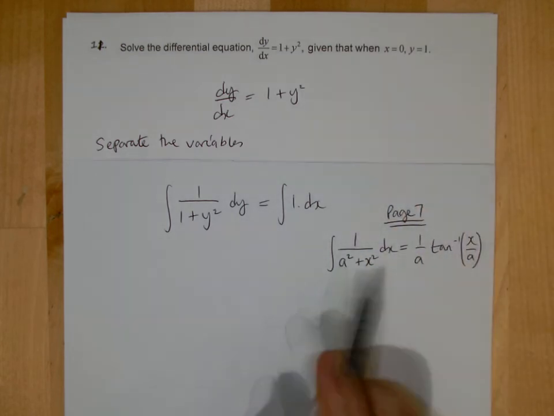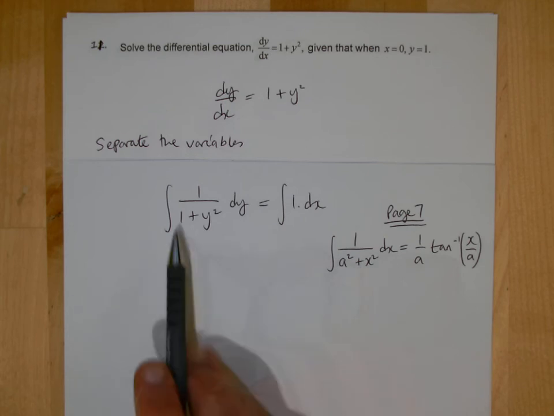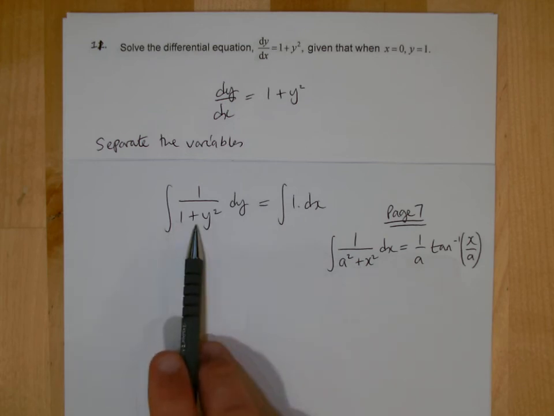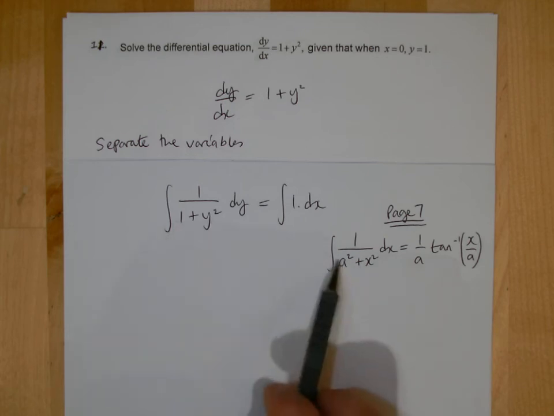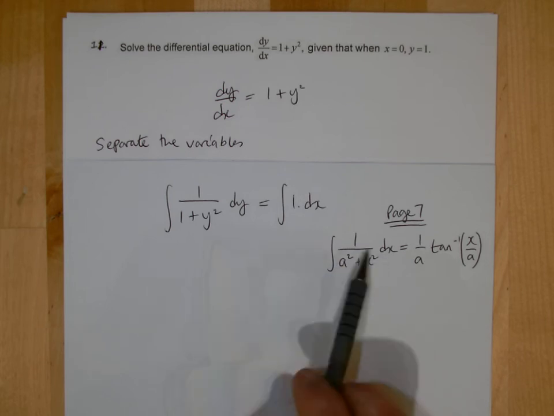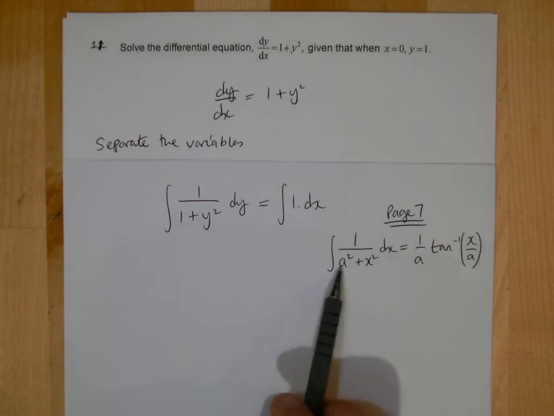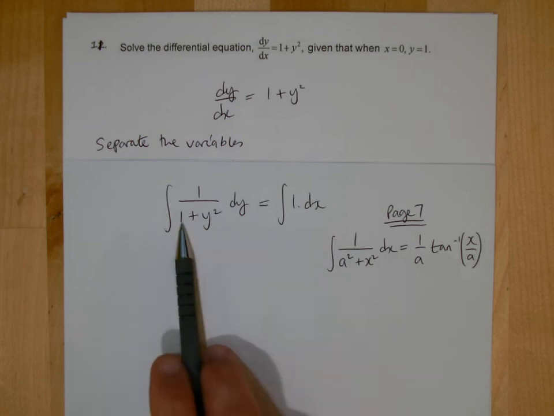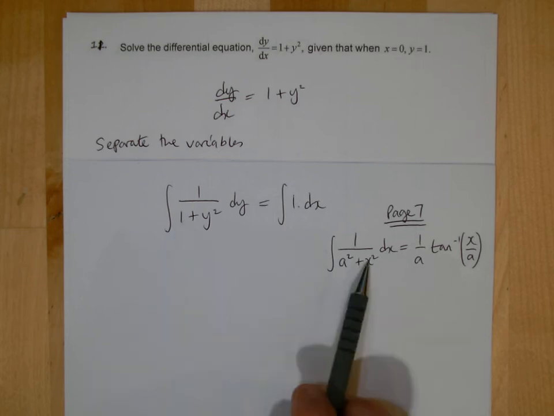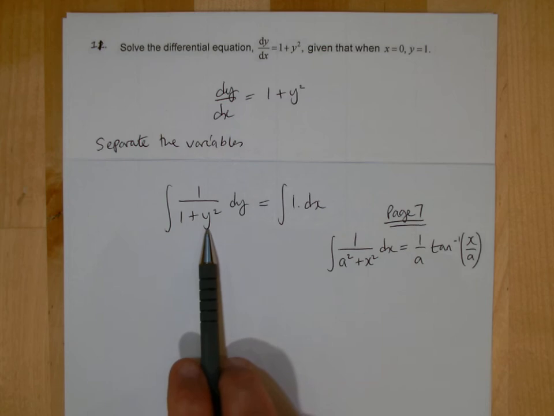Okay, now if you compare that result with what we've got here, and obviously in the formula booklet, the little a there is just a constant, all right? The result is perfect, isn't it, for what we've got here? Okay, so in this case, my a constant here would just be 1, wouldn't it? Because 1 squared produces 1, and then the x, of course, variable just gets replaced with y.